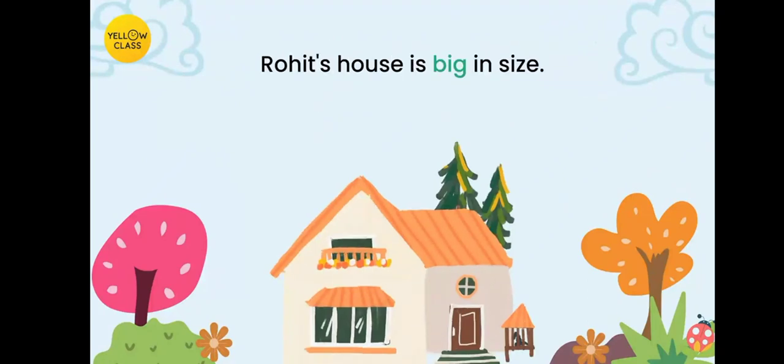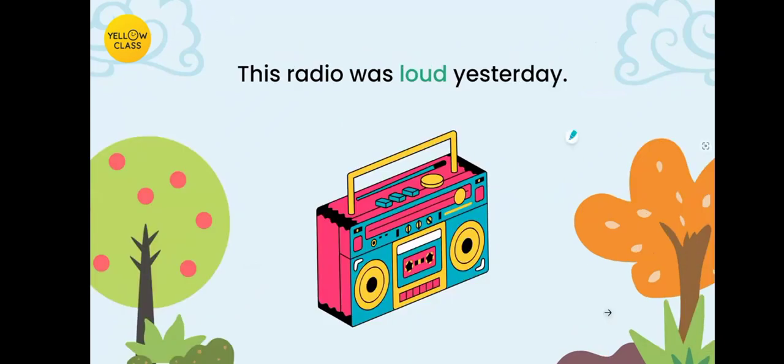For example, Rohit's house is big in size. Here, I'm only describing Rohit's house. That's why I used positive degree of adjective. Let's look at another example. This radio was loud yesterday. Loud is again a positive degree of comparison.